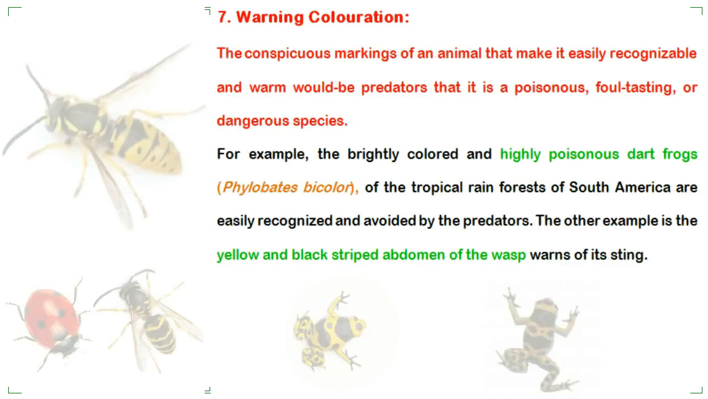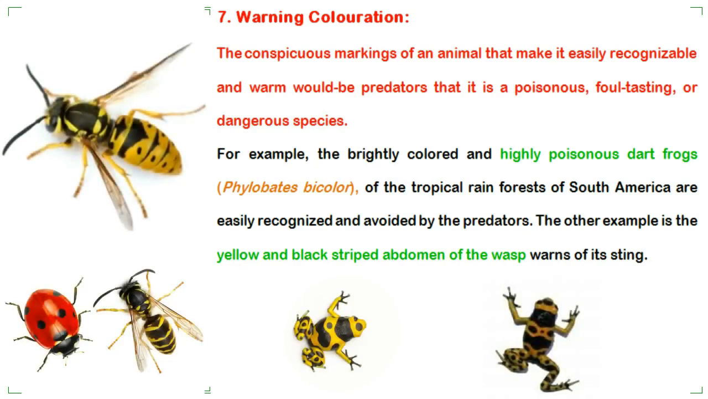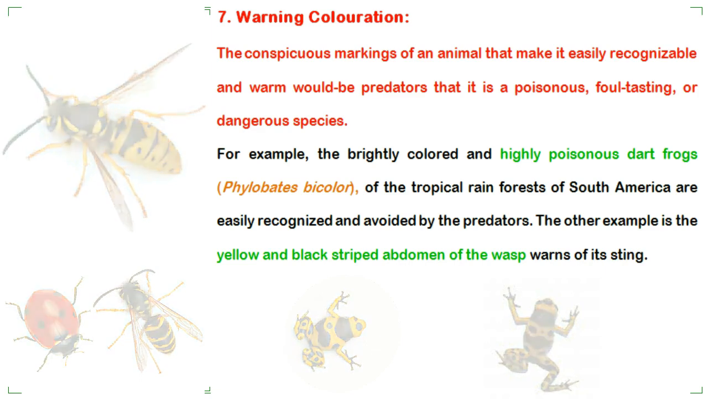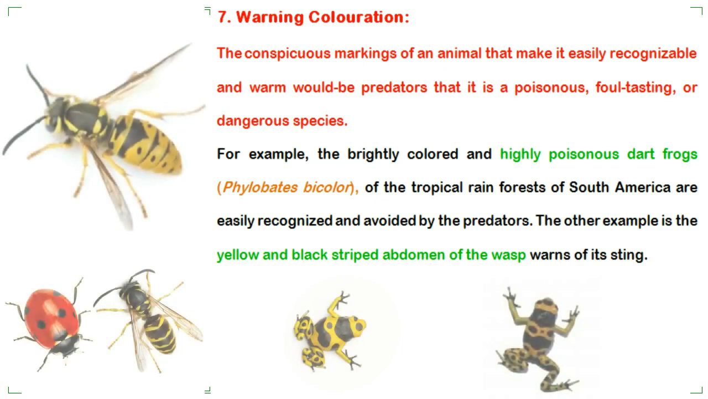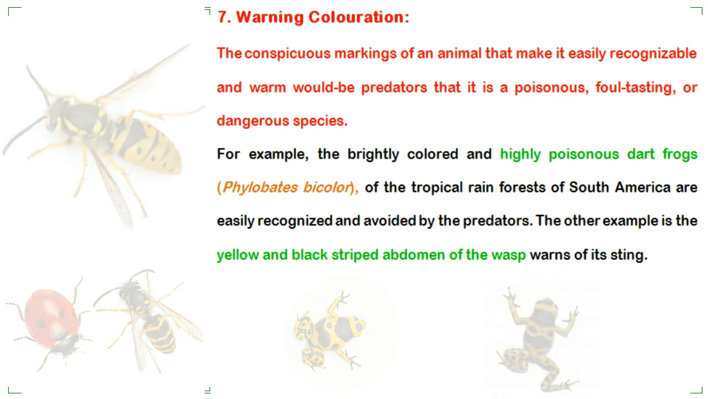Warning coloration. Warning coloration, the conspicuous markings of an animal, make it easily recognizable, and warn would-be predators that it is a poisonous, foul-tasting, or dangerous species. For example, the brightly colored and highly poisonous starred frogs, Phyllobates bicolor, of the tropical rainforests of South America, are easily recognized and avoided by predators. The other example is the yellow and black striped abdomen of the wasp, which warns of its sting.